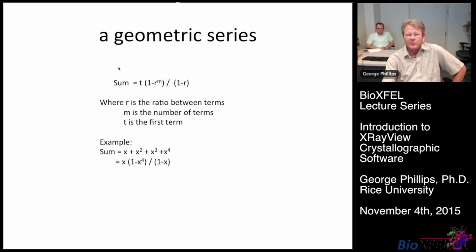And you may remember from freshman algebra, or maybe even high school, that there's a formula for the sum of a geometric series as a function of the ratio between the terms, the first term, and the number of terms, right? So a geometric series can be written like this. Then all we have to do is assign for our geometric series what the ratio is, the number of terms, and the first term, and then we can have a simplified expression for the structure factor from a lattice.